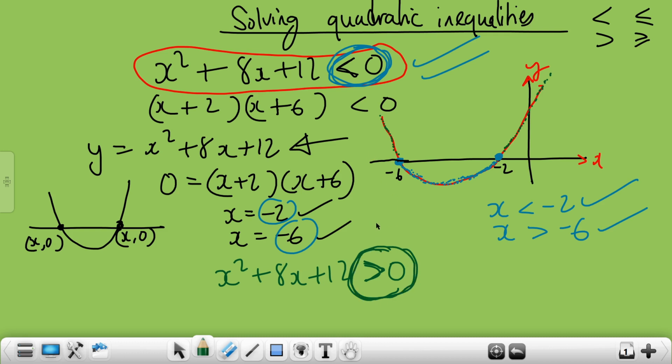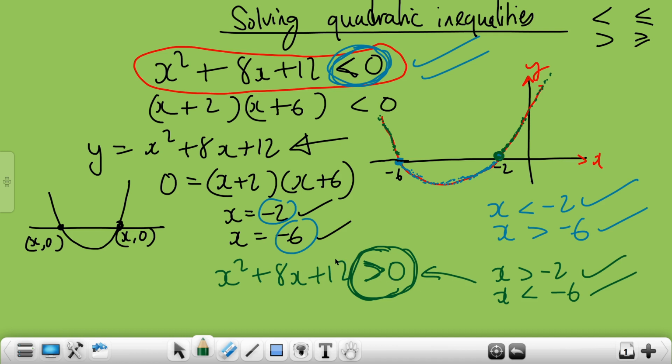So what are the corresponding x values? Well, if you think about it, all these coordinates here have an x value bigger than -2. And all these coordinates along here have an x value less than -6. So this is the answer for this one.